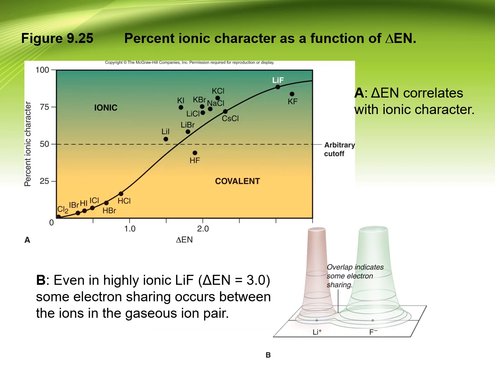Okay, this graph shows you the relationship between the property of a bond and electronegativity. As you can see here, in the range of 0 until this, the property of the bond tends to be covalent, and at this range of electronegativity, the bond property tends to be ionic. Lithium fluoride is very highly ionic, but some electron sharing occurs between the ions in the gaseous ion pair.